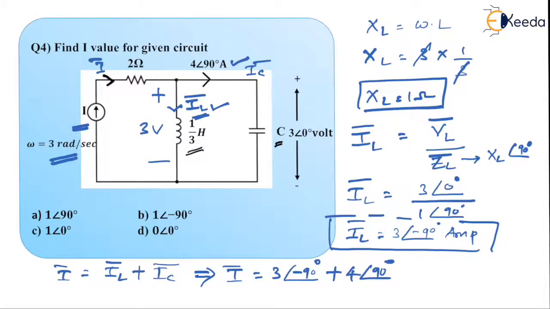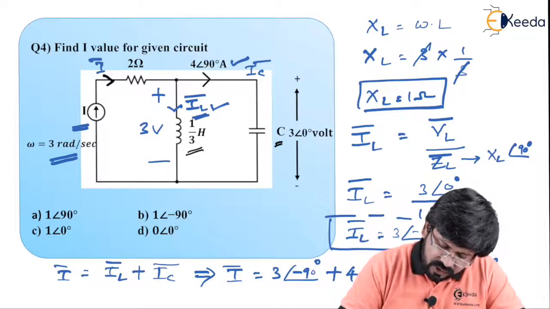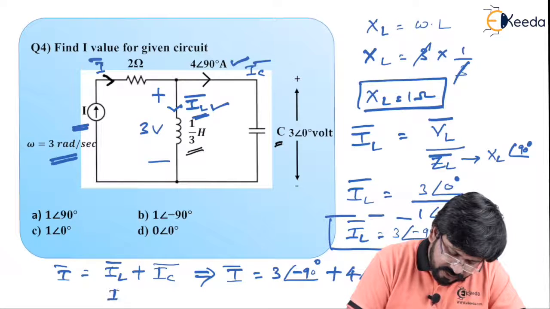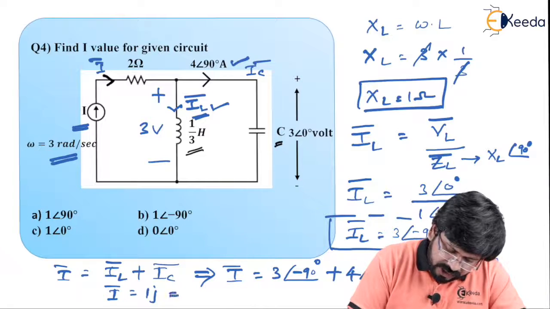We know the fact that when the vector values are polar values, we should actually go for multiplication or division. But if you want to go for addition or subtraction, we should prefer rectangular values. Right now I'm actually doing vector addition, so they should be rectangular values. So I can indicate 3 at an angle of minus 90 degree as minus 3j plus 4 at an angle of 90 degree as 4j. So how much I vector will I get? I vector is simply 1j, or in polar form I can write that as 1 at an angle of 90 degree ampere.